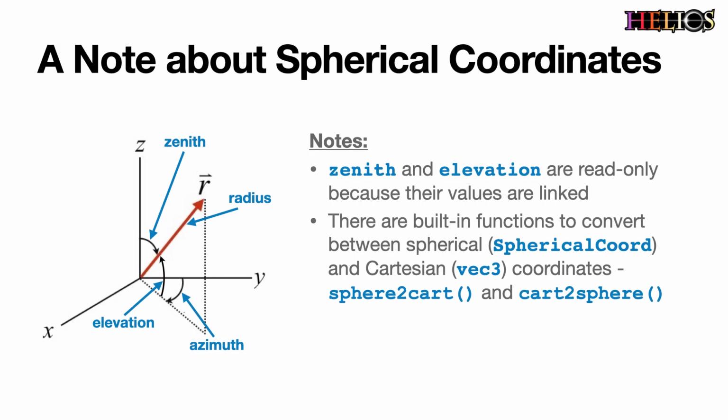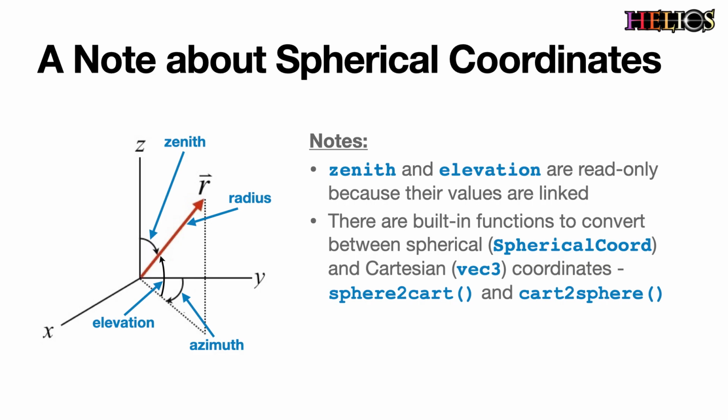So a quick note about spherical coordinates. These are very important within Helios. They're often used to do rotations. So in a spherical coordinate system, we have three unique components. We have the radius of the point, so this tells how far it is from the origin. We have the azimuth, which is essentially the compass direction. So if you rotate about the vertical direction, this gives the angle from the y-axis.